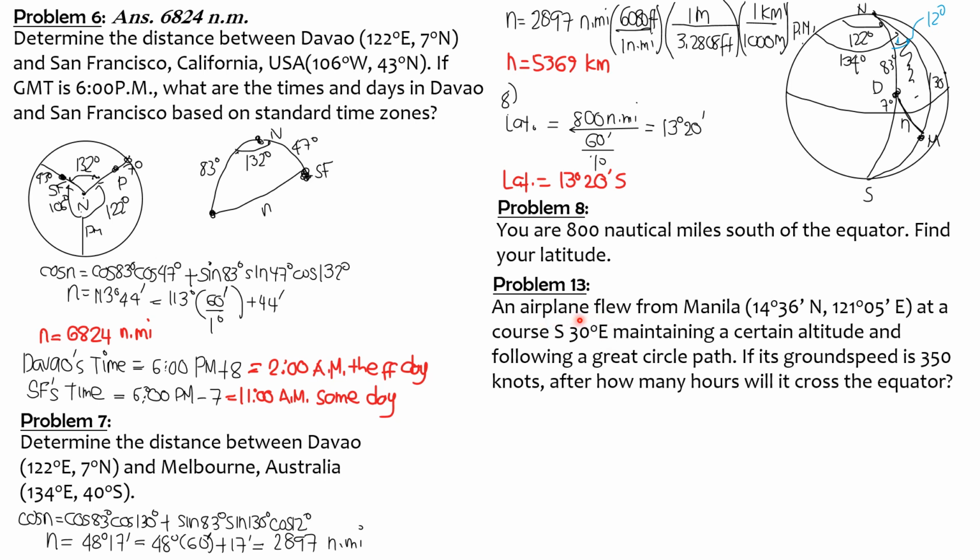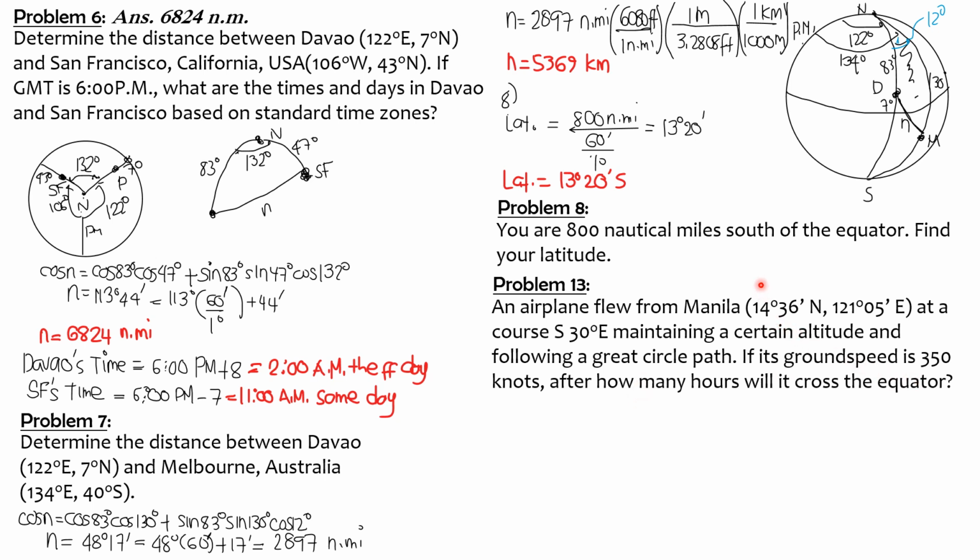Problem 13. An airplane flew from Manila, 14 degrees 36 minutes north, 121 degrees 5 minutes east, at a course south 30 degrees east, maintaining a certain altitude and following a great circle path. If its ground speed is 350 knots, or 350 nautical miles per hour, after how many hours will it cross the equator? So let's compute the distance from Manila to the point where the path of the plane crosses the equator.